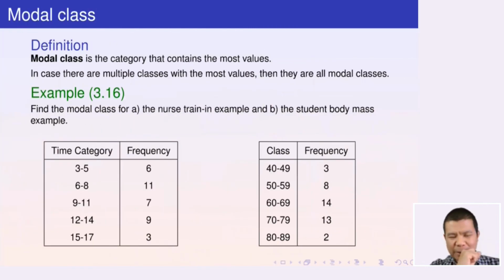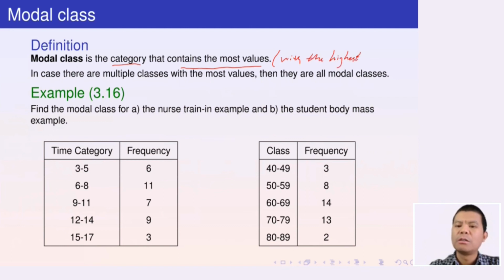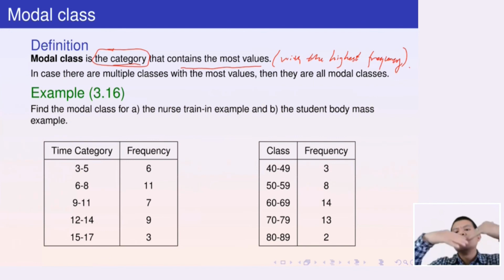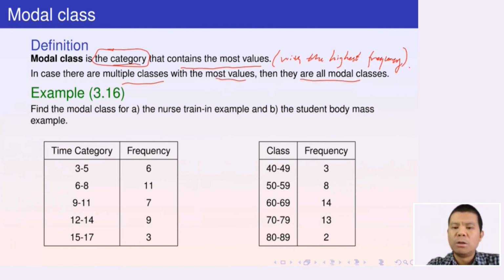Next we are going to talk about the modal class. So what is a modal class? A modal class is the category that contains the most values, or the category with the highest frequency. Be careful. It is a category, not a frequency. It is a category with the highest frequency. In case there are multiple classes with the most values, they are all modal classes.